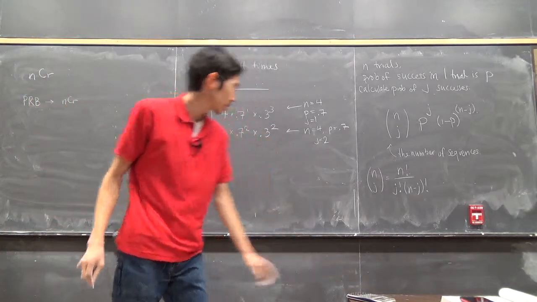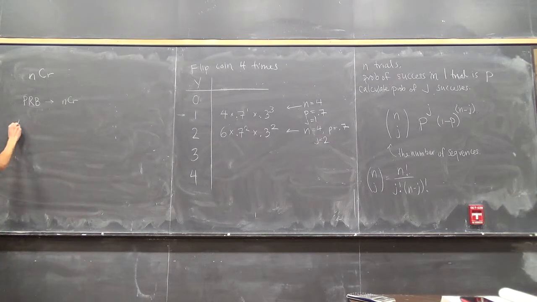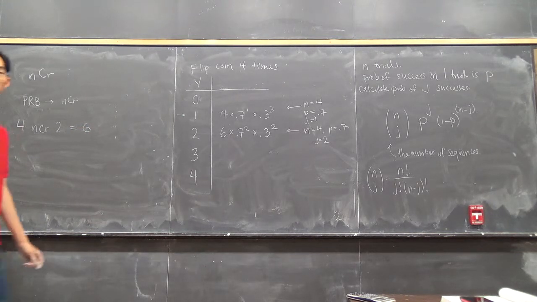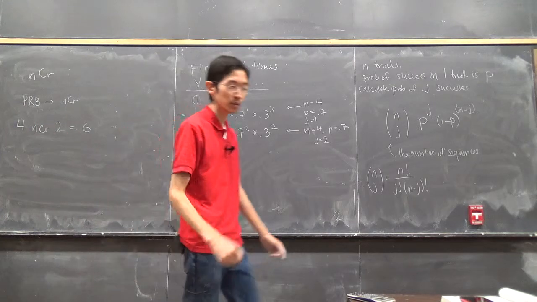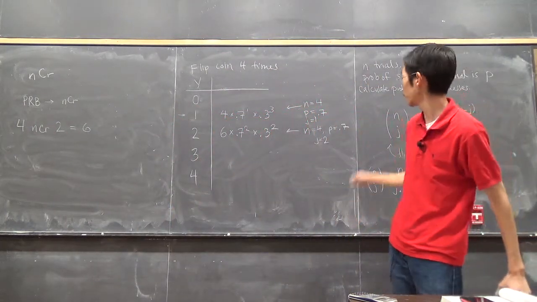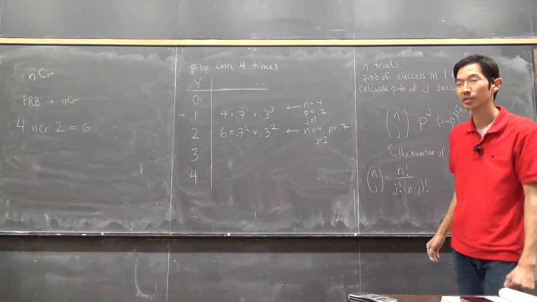And so you could do it for nCr 2, and it will say 6. Okay. So what does nCr mean? Or choose. What does this mean? n choose j. Okay.